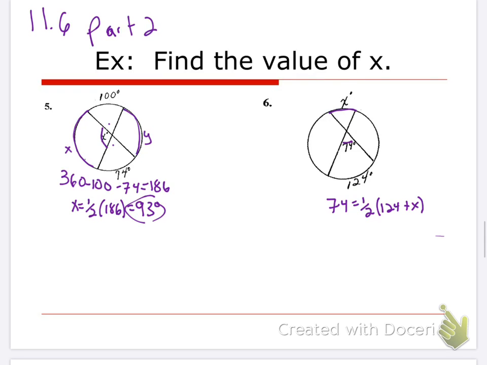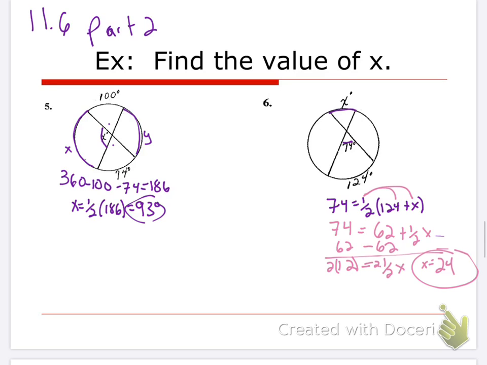We can distribute that 1/2. So when I do that, I end up with 1/2 of 124, which is 62, and 1/2 x. Subtract over our 62. I drew 66, let's do 62. That gives me 12 equals 1/2 x. To get rid of the 1/2, we multiply each side by 2. It gives me x equals 24.